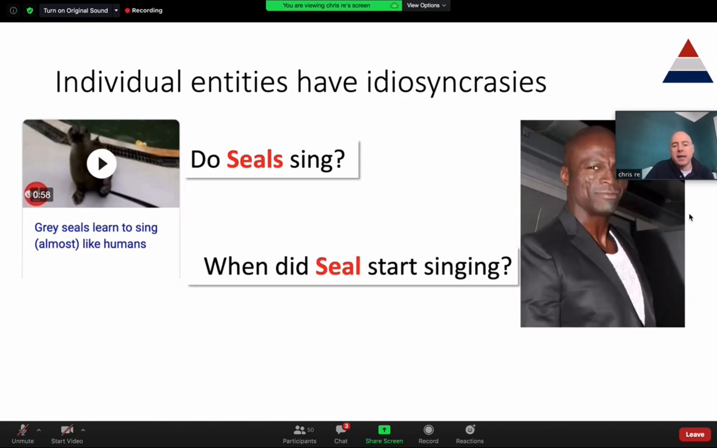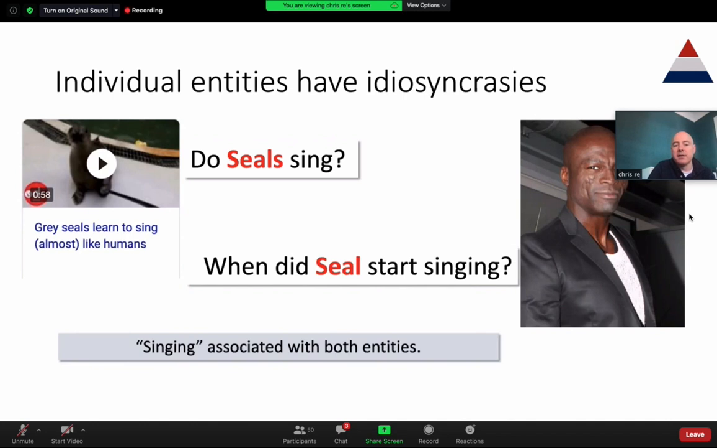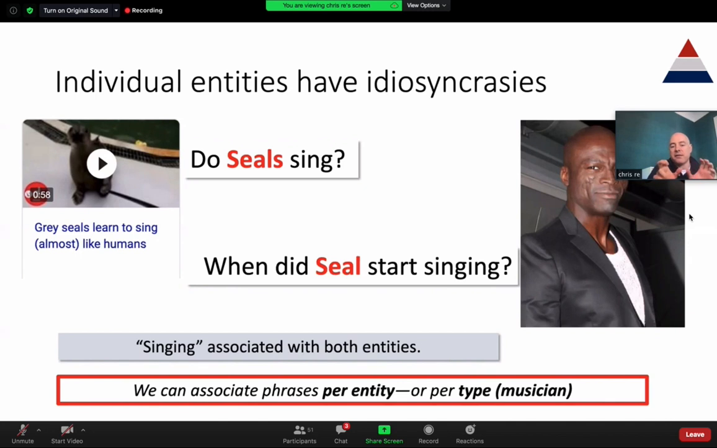Now, if you look at a very related query, when did seals start singing? Well, that's actually about the singer named Seal. Here you could very loosely associate this concept of singing with each. But the point is you have to associate information that's phrasal with each of the entities themselves. Or potentially, you could associate it with all musicians, right? A musician has a date that they started singing. Gray seals, that's kind of an awkward question. When did gray seals start singing?